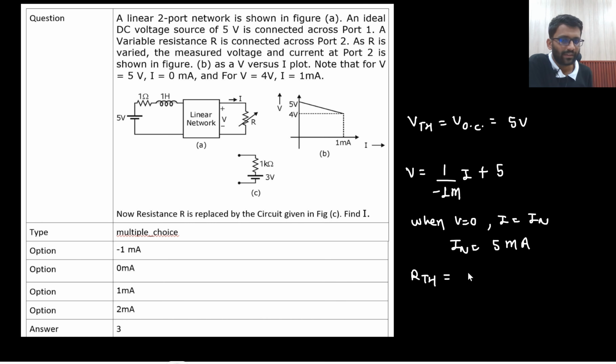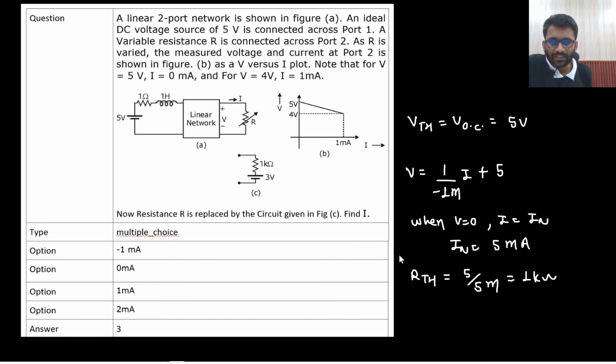V by I, right? So RTH will be V by I Norton. That would be 1 kilo ohm. So from here I get 1 kilo ohm. If you solve this equation as well, you will get 1 kilo ohm only. But I don't find that conceptually correct. This is conceptually correct as per me.